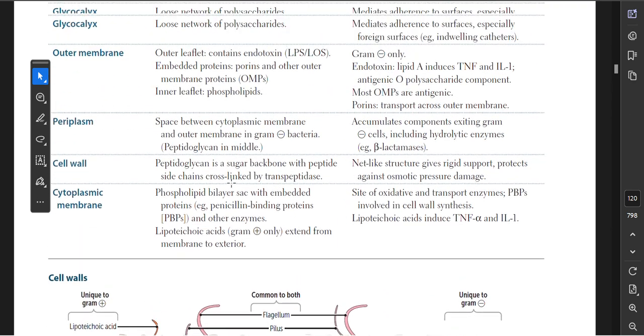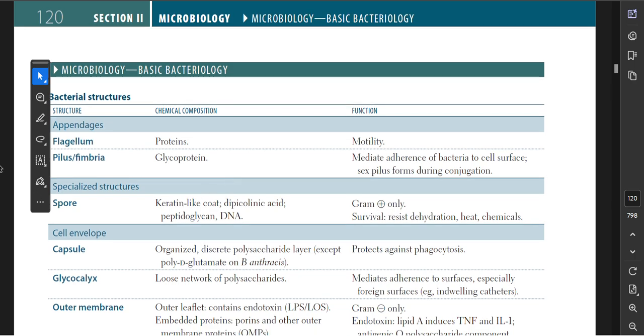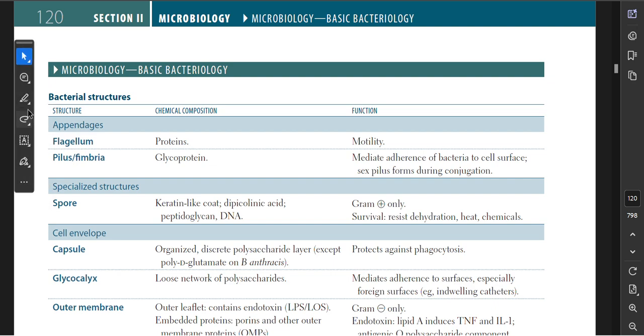Now let's move on to the details of the bacterial structures. First of all, we have the appendages. Flagellum: its chemical composition is protein and its function is the motility and movement of bacteria. तो एक जो बैक्टीरिया है उसने जब भी एक जगह से दूसरी जगह पर ट्रैवल करना है तो वो जो स्ट्रक्चर उस चीज़ को हेल्प कर रहा होगा, दैट इज़ फ्लैजेलम.